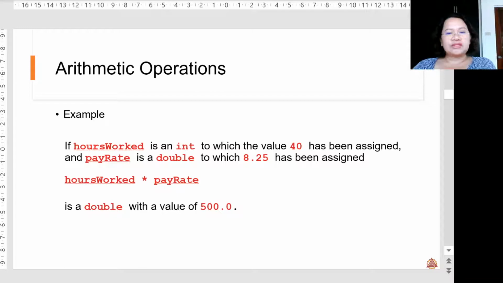Example, if hours worked is an int to which the value of 40 has been assigned, and pay rate is a type double to which 8.25 has been assigned, when you multiply hours worked times the pay rate, the resulting value is double because of the double pay rate. Okay, and the value is 330.0. Although we say exactly 330 man ang result, because whole number ang result. But since the data type of pay rate is double, then ang result mo will be double. Okay.